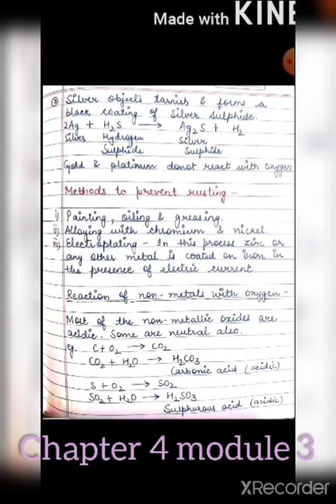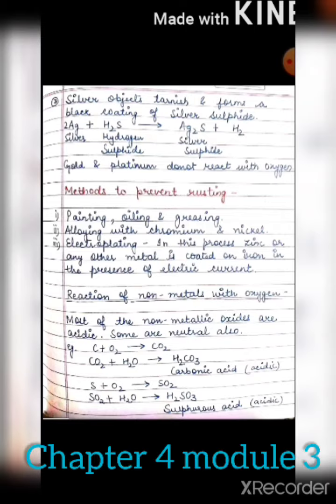Then methods to prevent rusting. When there is rusting, we have to prevent it. Then what we have to do, first one is we can paint it, oiling and greasing. Machinery we can do like that, oiling, greasing, and painting also we can do. Then next one is alloying with chromium and nickel.